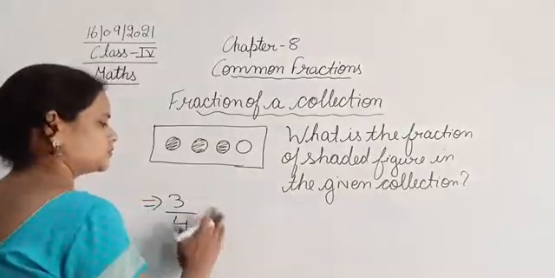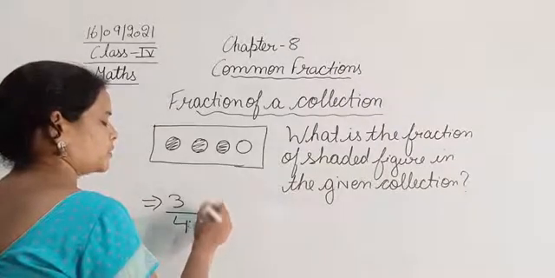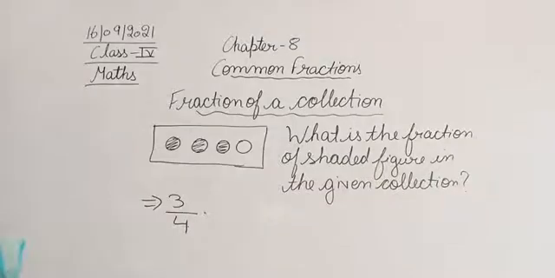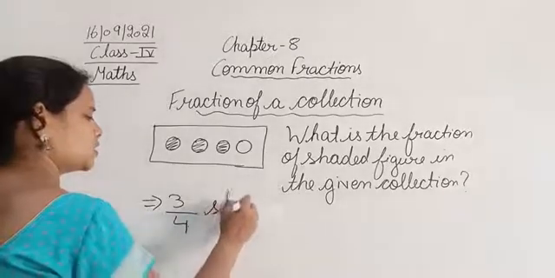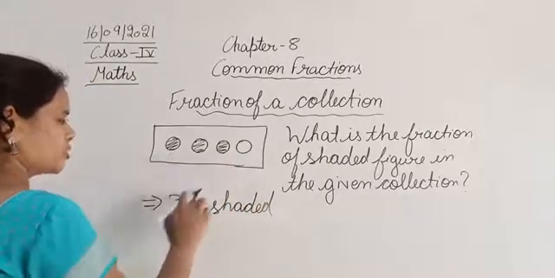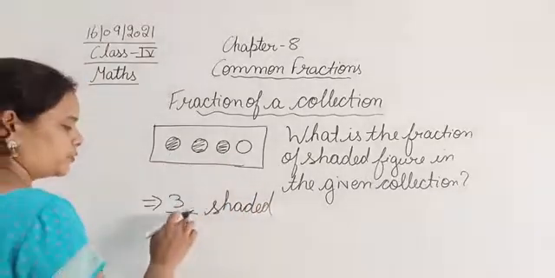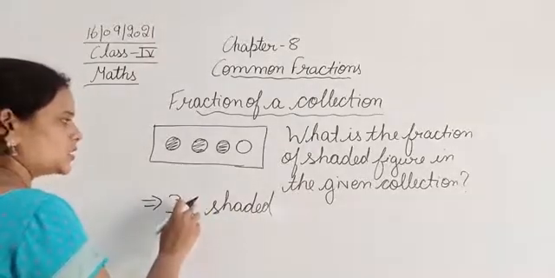3/4. So you can say 3/4 figures are shaded or colored simply. So shaded is 3/4. Out of 4 balls, 3 is shaded. So out of 4, 3 is shaded. Out of 4, 3 is shaded.